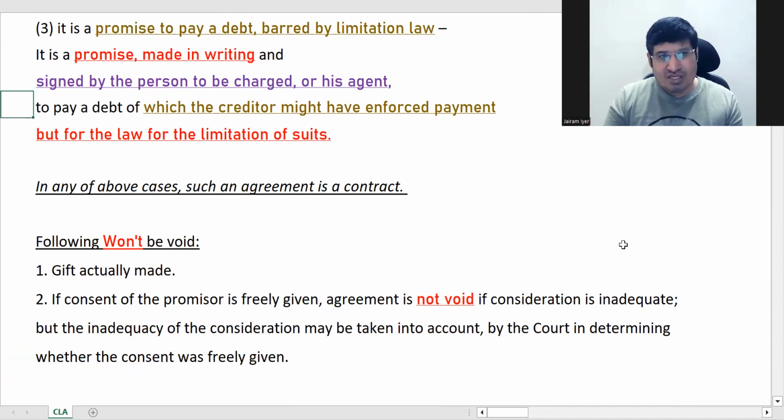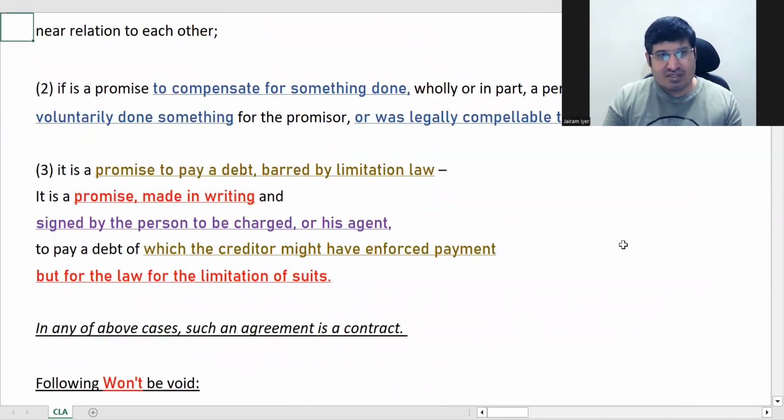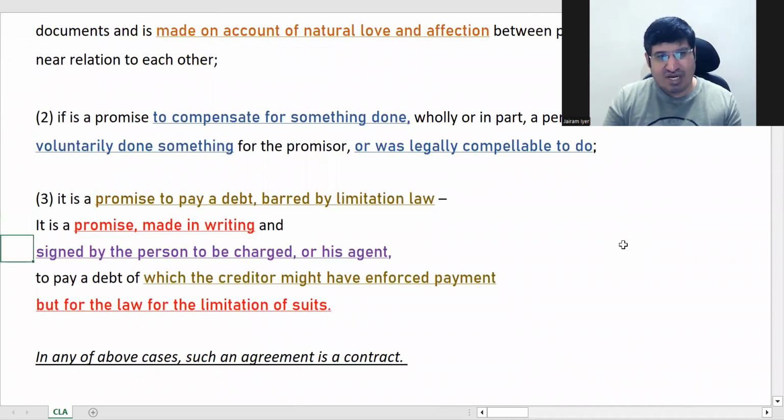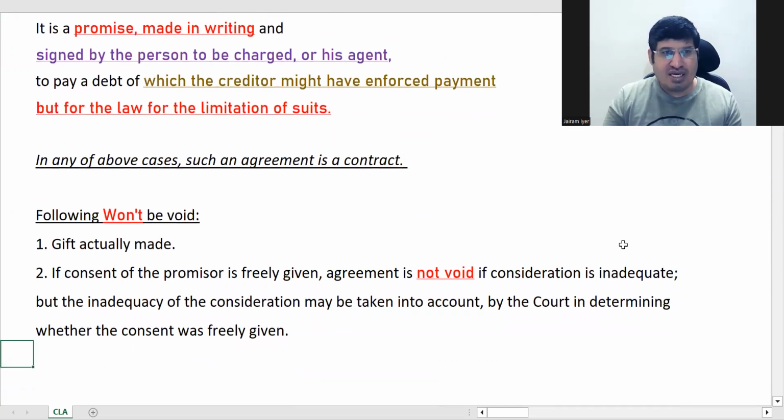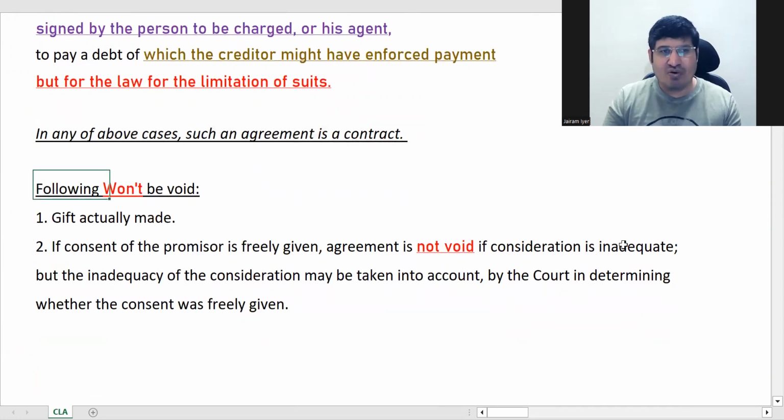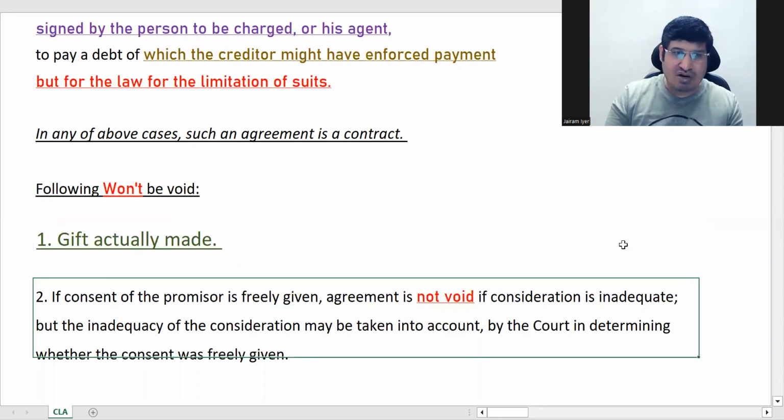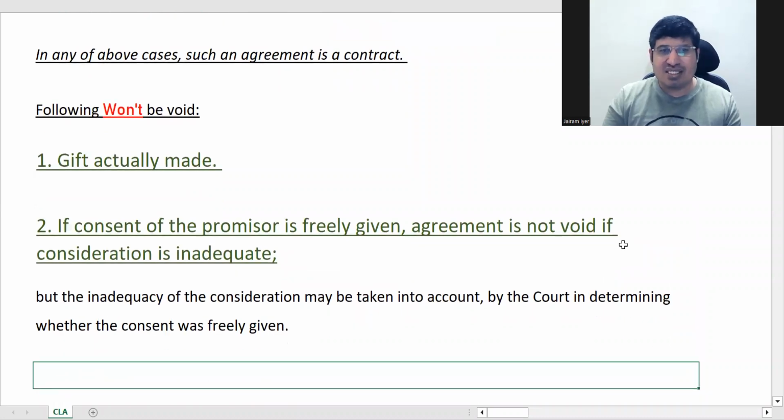Okay, so these we have done, and in any of the above cases, the agreement is a contract. Okay, all these three are exceptions. Now, the following won't be void. Without consideration also, it is not void. Gift. If you are making a gift, it is okay. Fine. So, a gift actually made, or second, if the consent of the promisor is freely given.